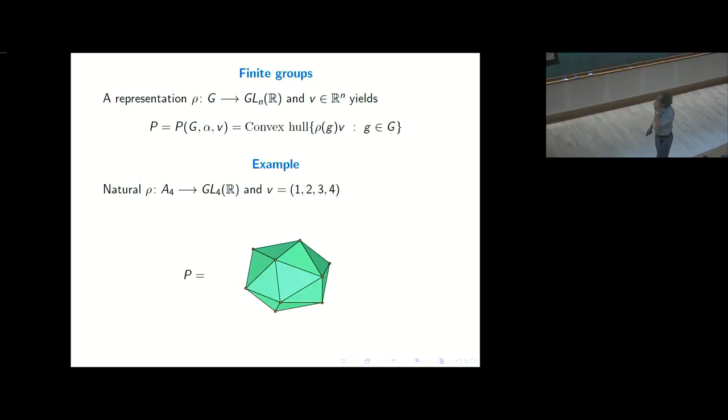So here's an example. If you take A4 and the permutation representation, the orbit there has 12 points, so it acts freely on the vertices. P is then the convex hull of the orbit, and it's a nice polytope. Your group G acts on that polytope, and that polytope is contractible to a point. If you change V, so 4 goes to 1, you get a different polytope. So again, it depends on V, and I don't have a picture in this case for all the different possible polytopes.